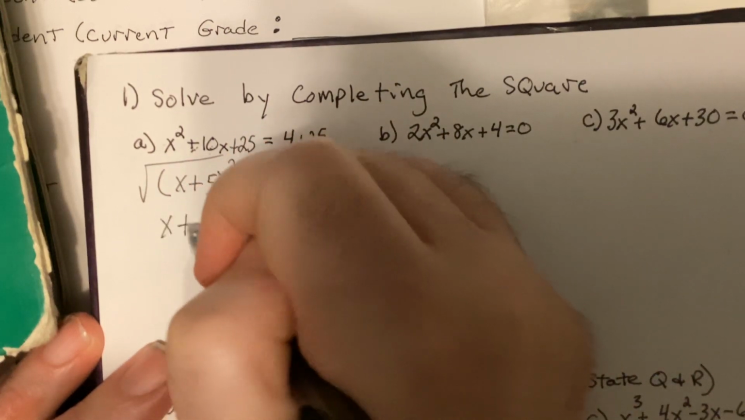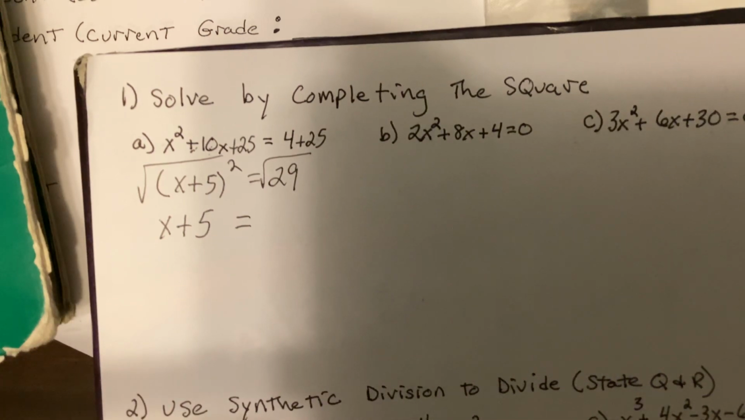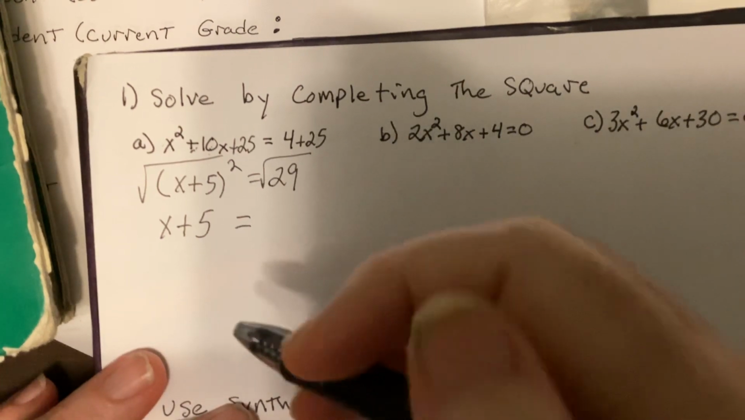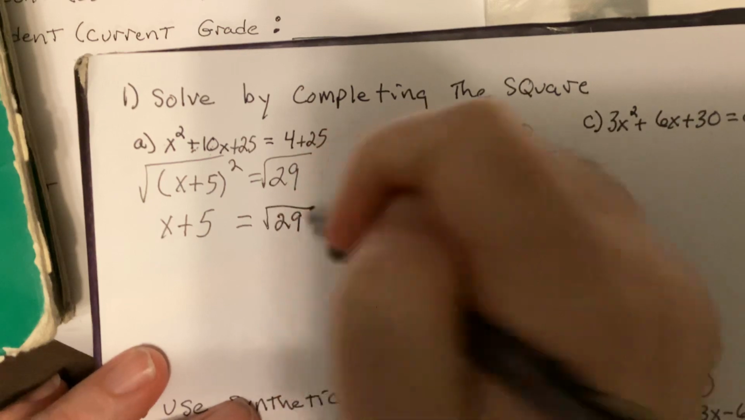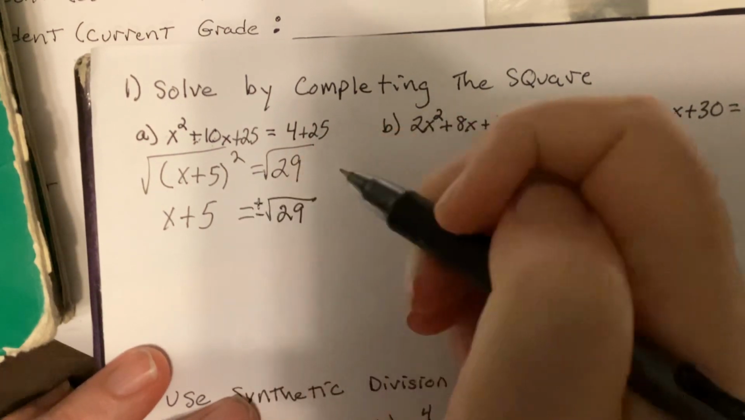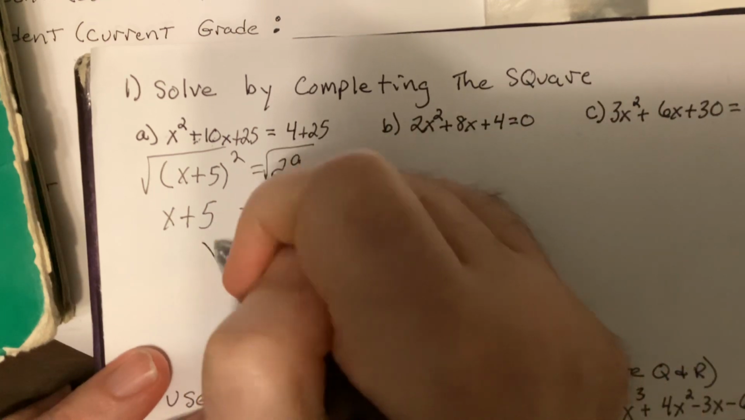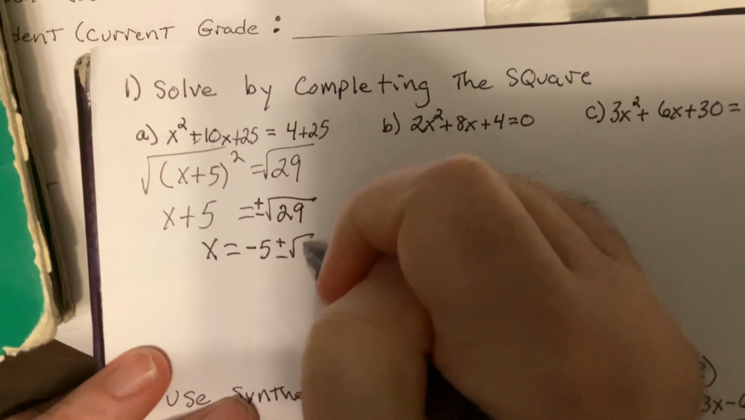So x plus 5 equals, I don't like this pen. Let's try this one. Ooh, I like that a little bit better. So it's plus or minus. So subtract 5, x equals negative 5, plus or minus square root of 29.